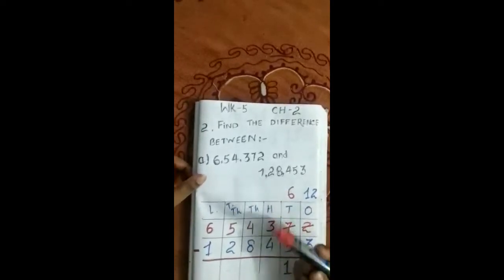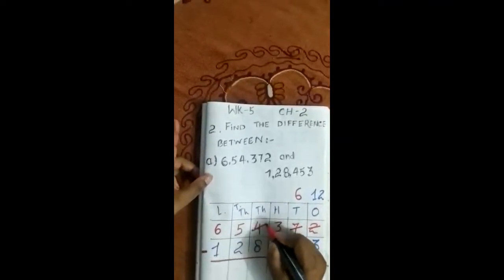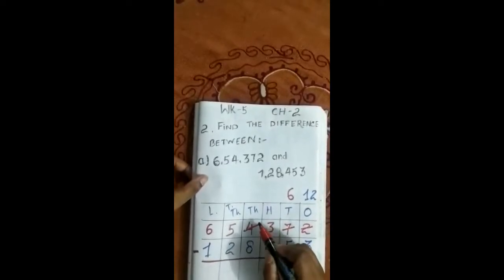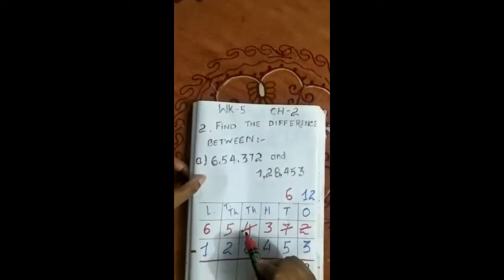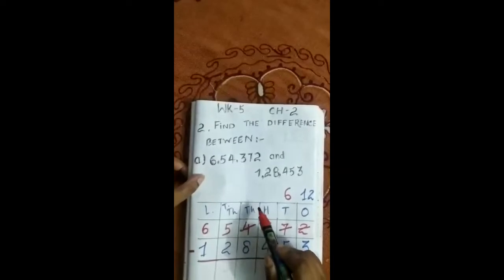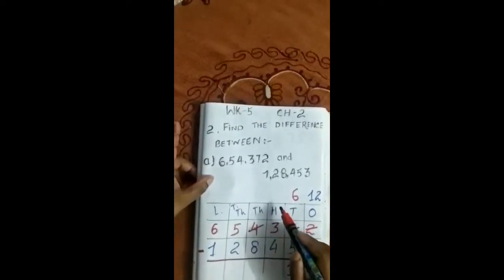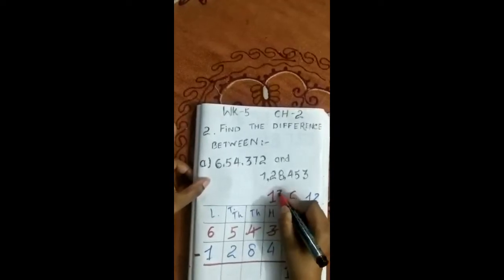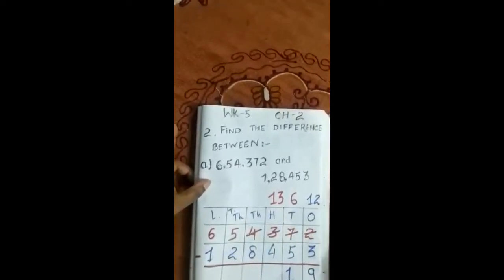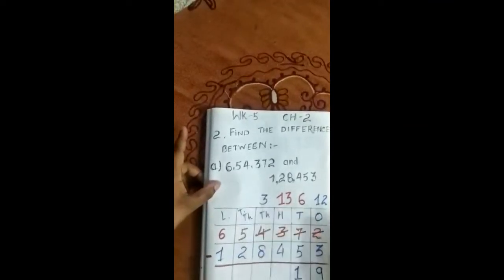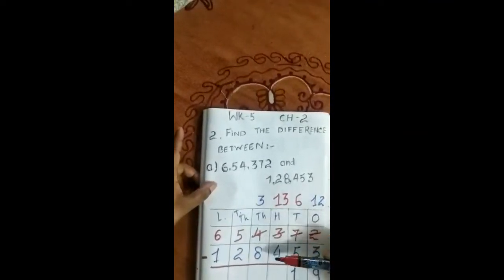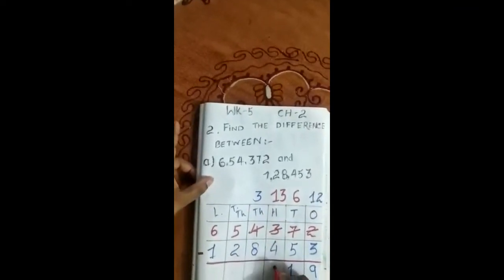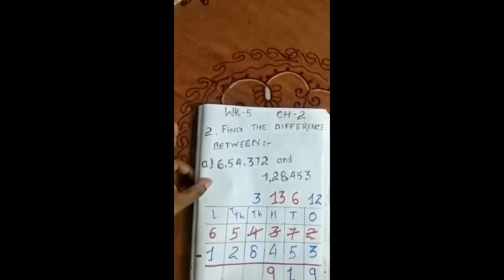We will borrow from the thousands place value. We will borrow 1000 from 4000, and this 1000 will convert into 10 hundreds, and this 10 hundreds will be added with 300, and 300 now will become 13 hundreds, and in the thousands column 1000 is taken away, so 3000 are left. So now we subtract 400 from 1300, so we get 900. So 9 is written in the hundreds column.